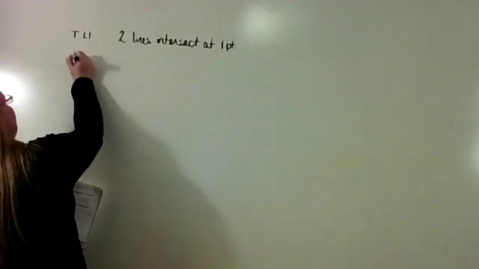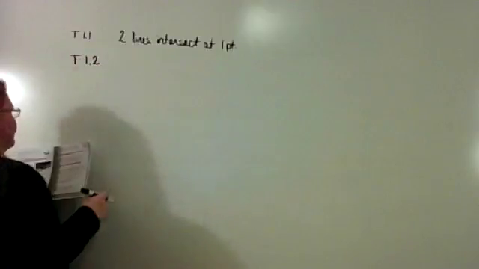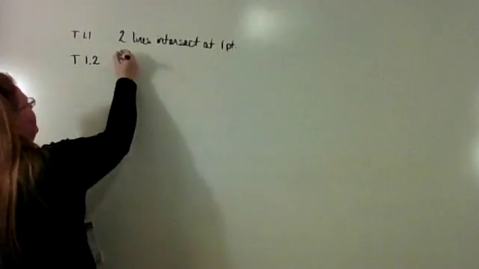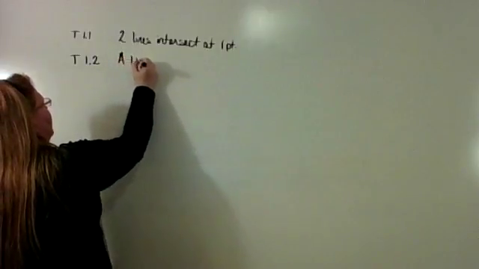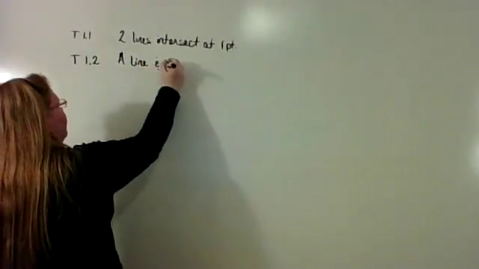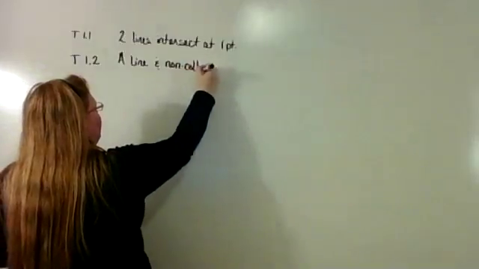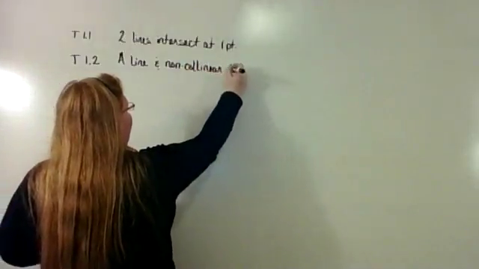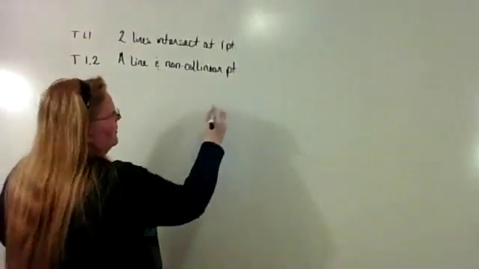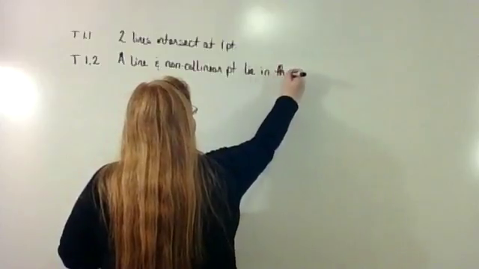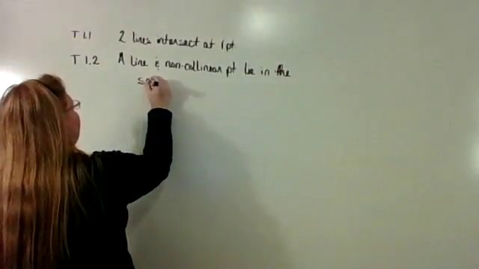Theorem 1.2. If there is a line and a point not in the line, then there is exactly one plane that contains them. A line and non-collinear point lie in the same plane.